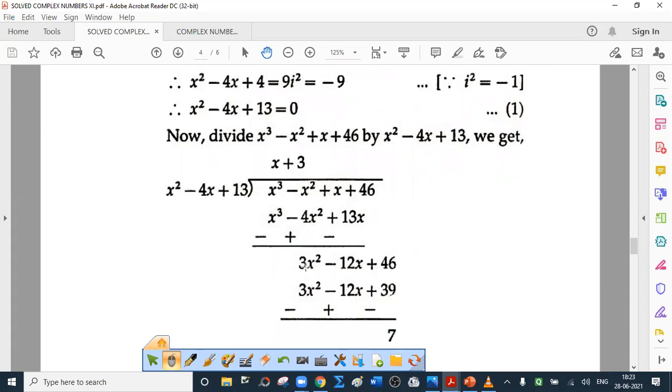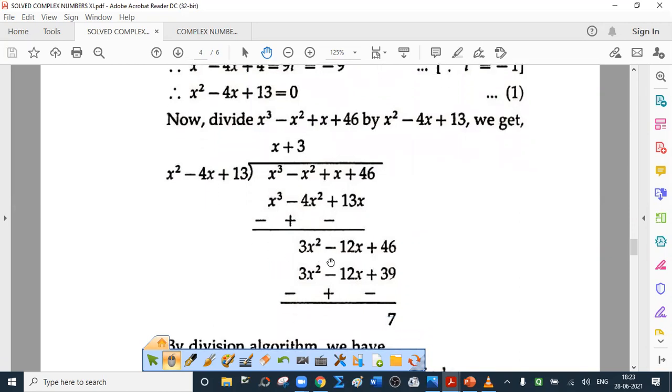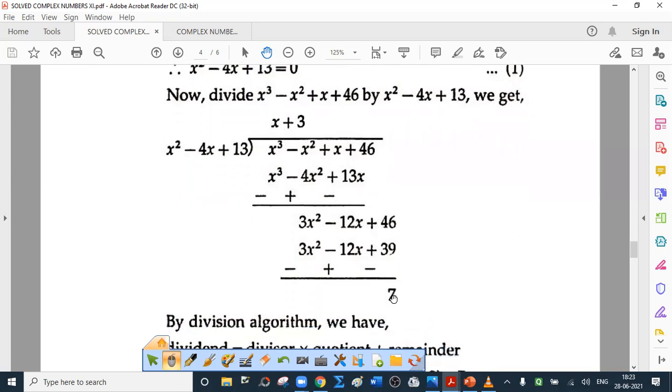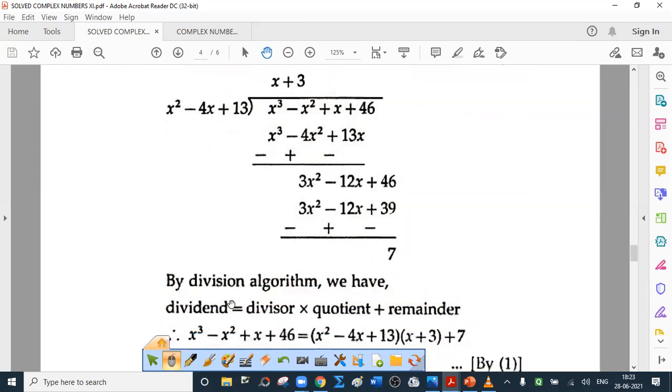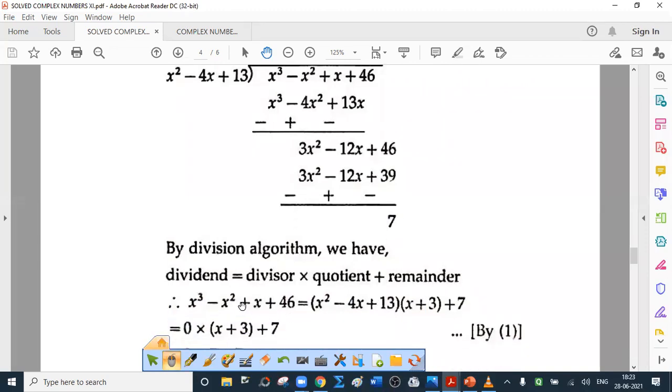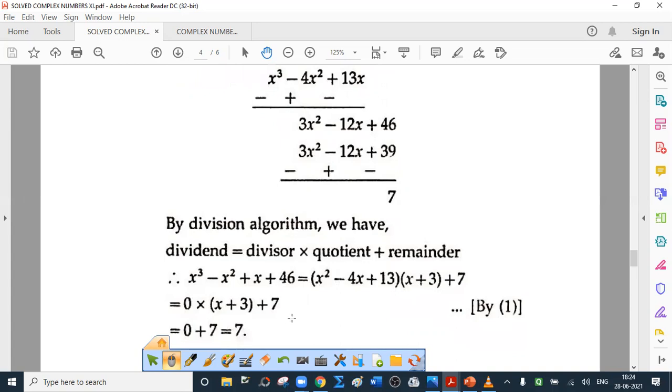Now 3x square upon x square is 3. So 3 in the quotient. So 3x square minus 12x plus 39. Again subtract. These two terms get cancelled. So what remains is 7. Now by the division algorithm, we have dividend equal to divisor into quotient plus remainder. So this is nothing but divisor x square minus 4x plus 13 into quotient x plus 3 plus remainder. But this is 0 from 1 and therefore the final answer is 7.